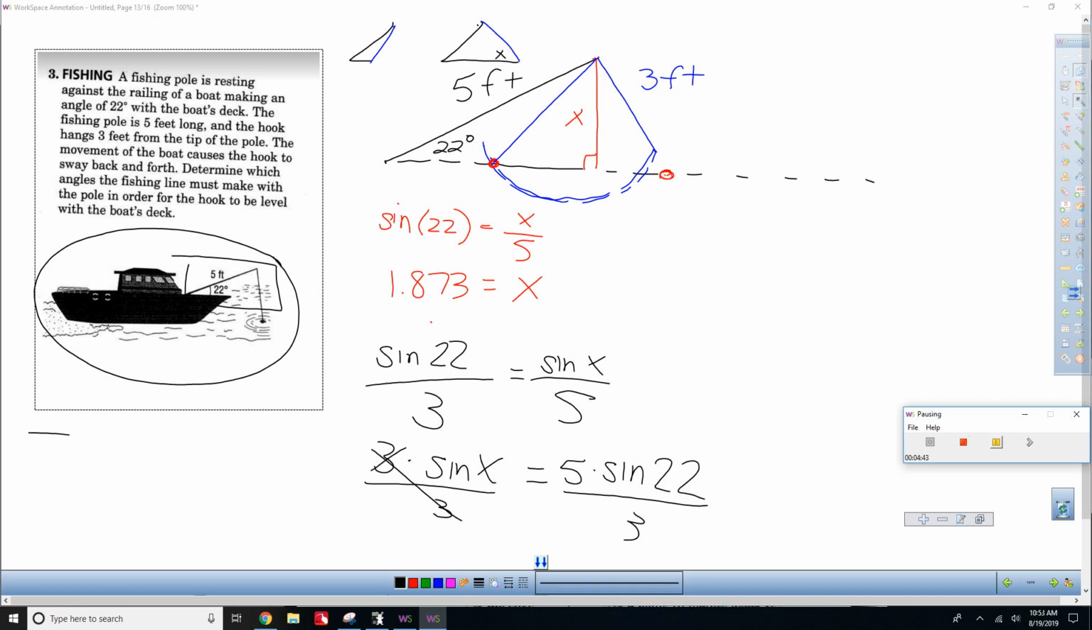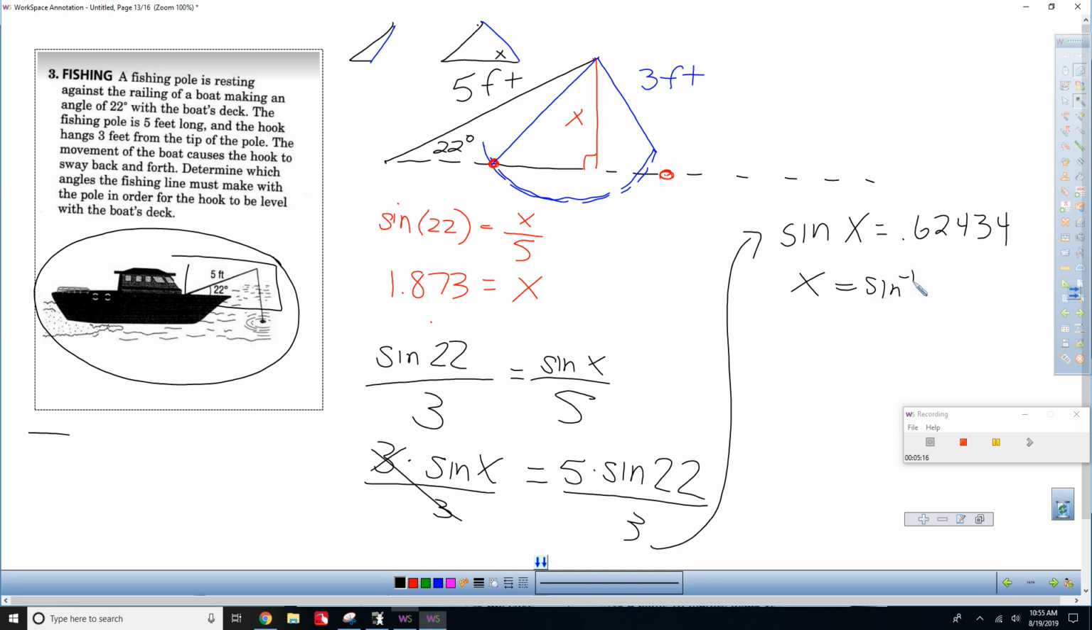So you get sine of x is 0.62434. Okay? I don't want sine of x. I want what the angle is. So how do I get rid of sine, Brian? I do the sine inverse. So x is the sine inverse of 0.62434.